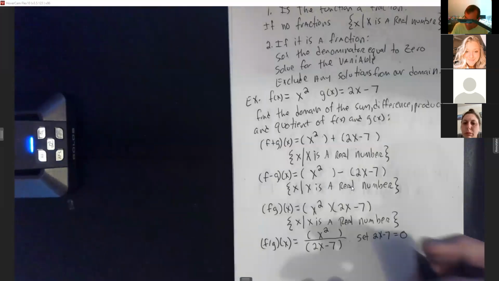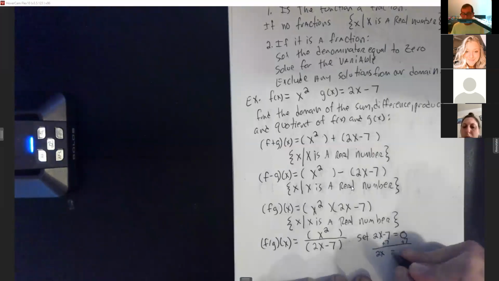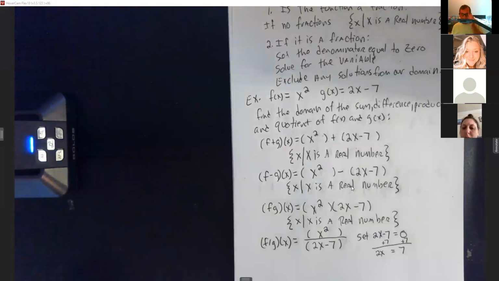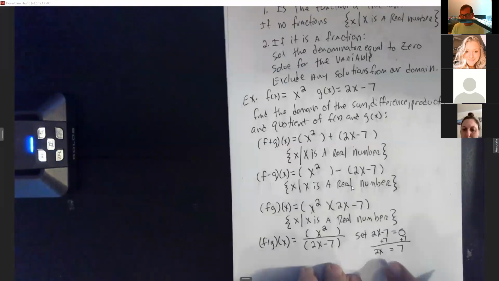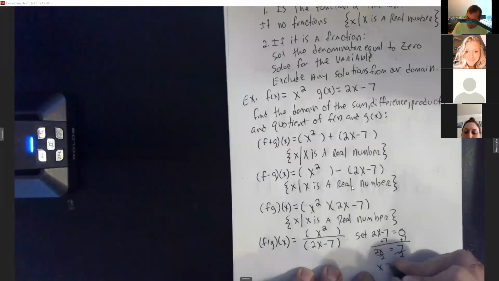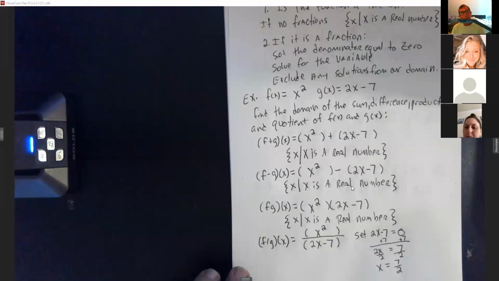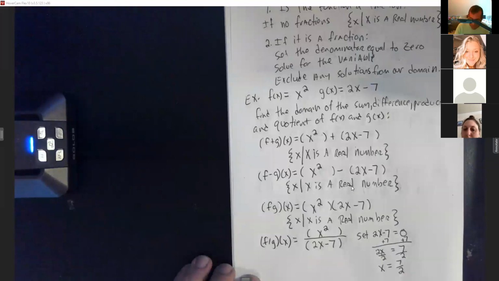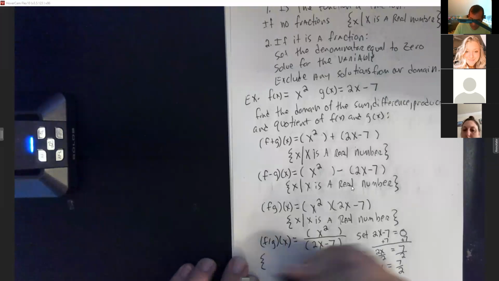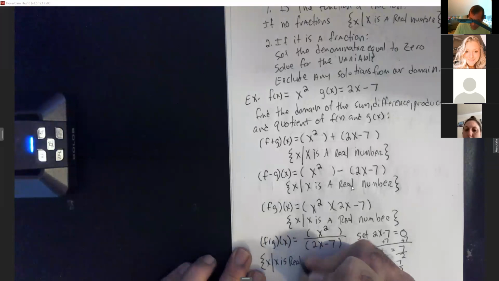I'll start out by adding 7 to both sides. So by adding 7, I got the 2x by itself. Now I need to turn the 2x into a 1x. So I divide both sides by 2. And if you notice, that's going to give me x equals 7 over 2, that I cannot simplify. So on that one, your domain would be x such that x is a real number.